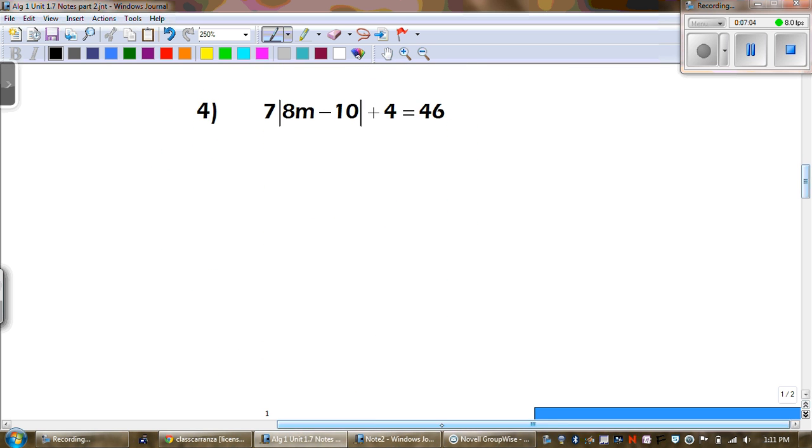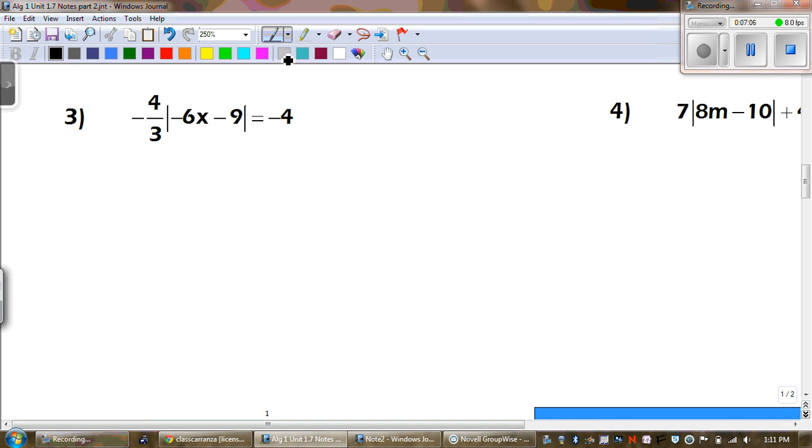Okay, let's move on to number 3. Now, you might be like, yo, Mr. Grice, look, it's negative, it's no solution. No, because the first thing we have to do is to get rid of what's outside. And to get rid of what's outside, we have to multiply by the reciprocal, because we want all of that to be by itself.